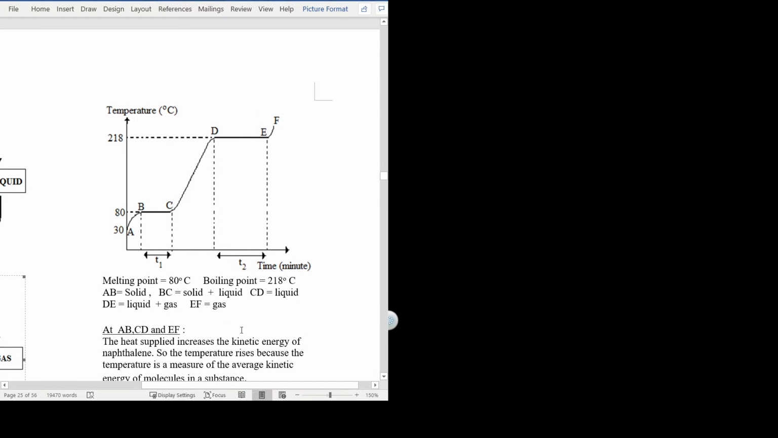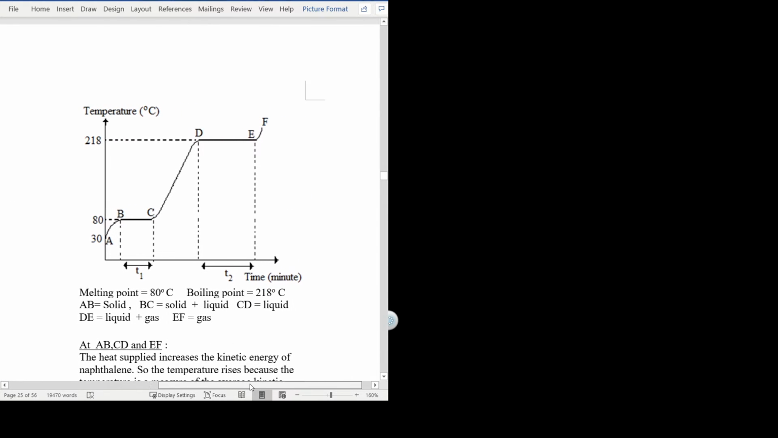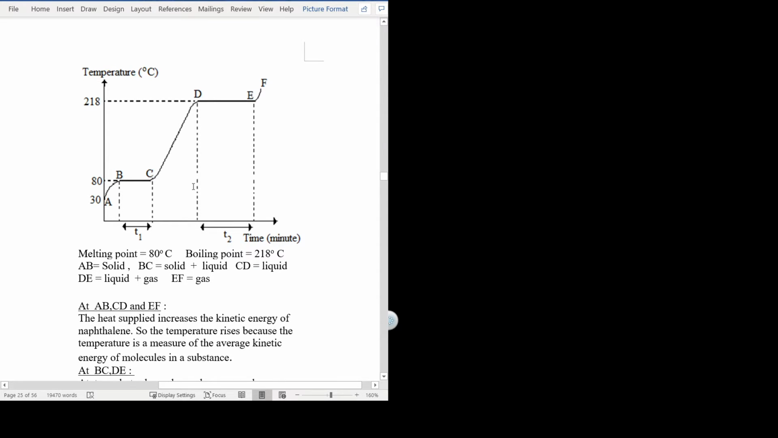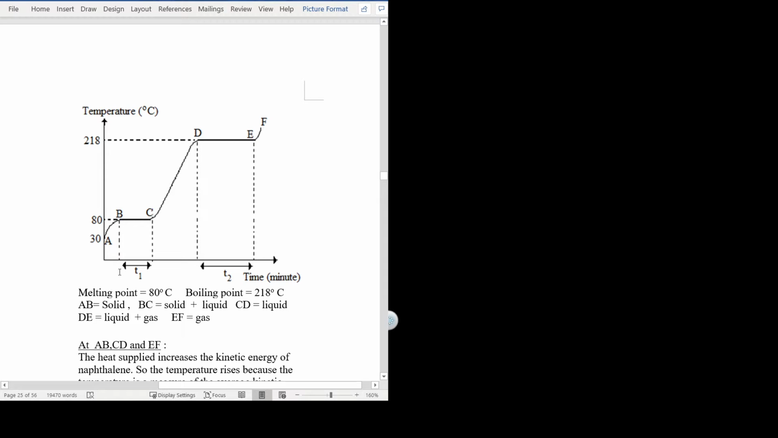Here we have an example for a heating or cooling curve. So is it a heating or cooling curve? As you can see here, from zero, here is our zero, let's say the time is initially zero, and then we increase the time. What will happen to temperature? Temperature will increase. So here is a heating curve. Temperature rises as the time increases.